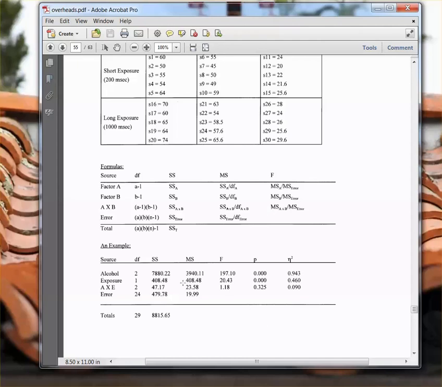So here's the SPSS output for that. And as you can see, alcohol affected memory. It's less than 0.05, so that's significant. Exposure is significant, but the interaction is not significant. So we have 2 main effects, but our interaction is not significant in this analysis for a factorial analysis.